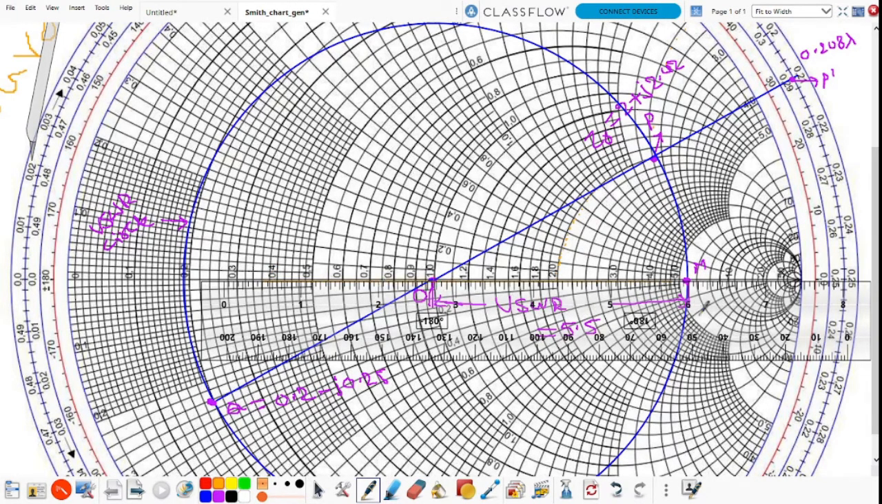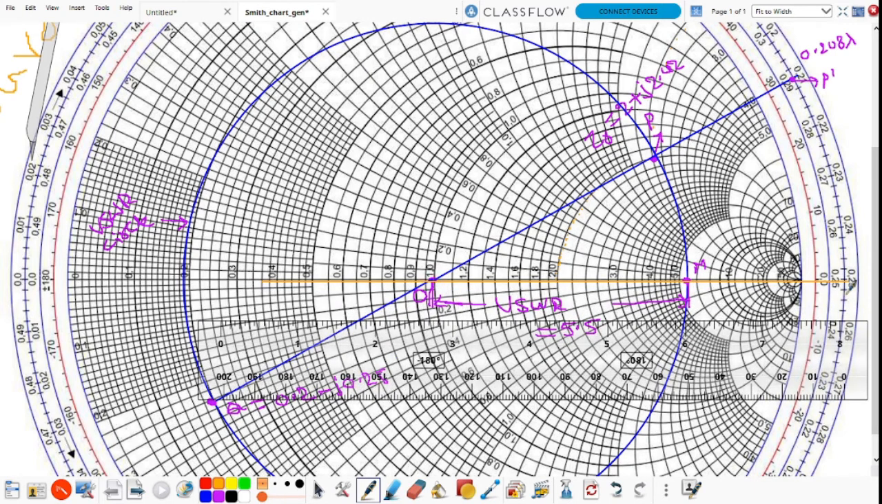This is the horizontal axis. The first voltage maximum from the load along the horizontal axis to the right side end of the Smith chart is point B. This right side end of the Smith chart is considered as point B, and this point B is called the first voltage maximum. So now here what is the value? 0.25.